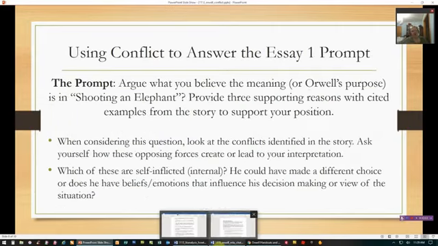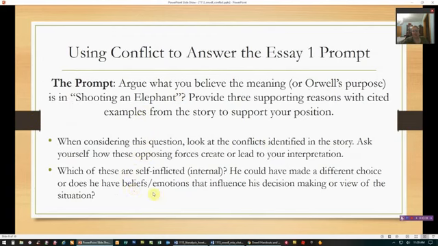So if you're using conflict to answer this prompt, look at all the possible conflicts. I mean, I gave you a whole lot. That doesn't mean there aren't others there. These are just some examples of the more obvious ones. You don't have to talk about all of them. I mean, you can explore just one of these conflicts, and you might not see other possible conflicts as important as others, right?